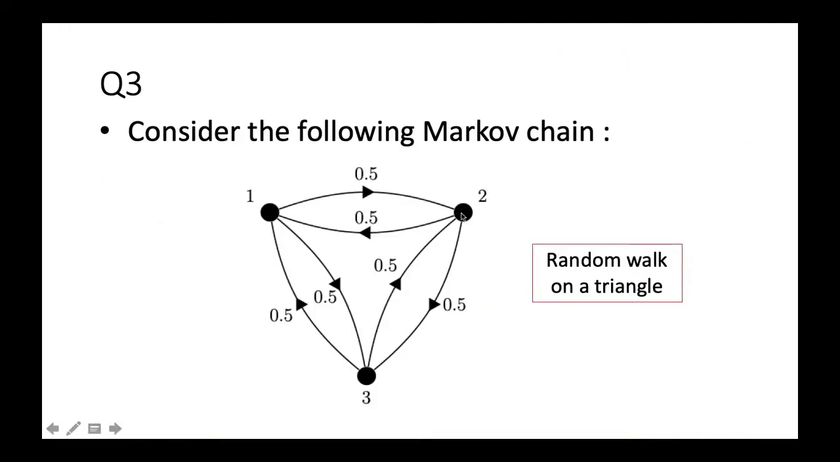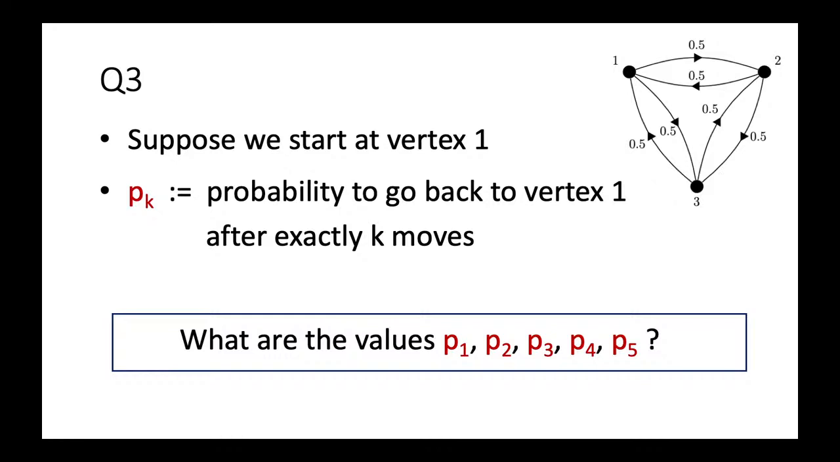Now, question number 3 is a random walk on a triangle. So we have 3 vertices. They have an edge, and this is a random walk on it. And then we want to study the behavior of this random walk. We assume that we start at a certain vertex, let's say vertex 1. And then we let pk be the probability of going back to vertex 1 after exactly k moves. And then we want to find out the values of P1, P2, P3, P4, P5.